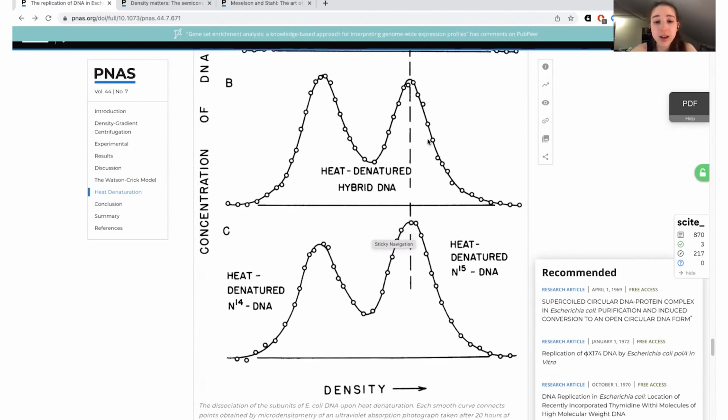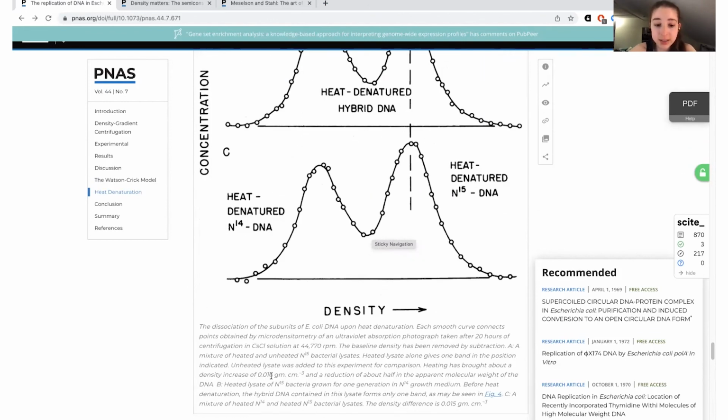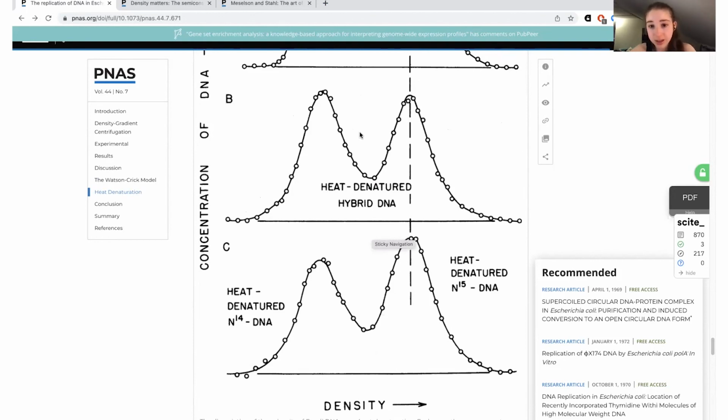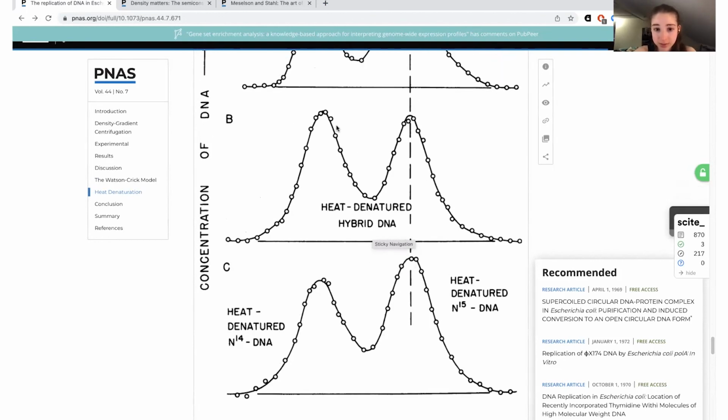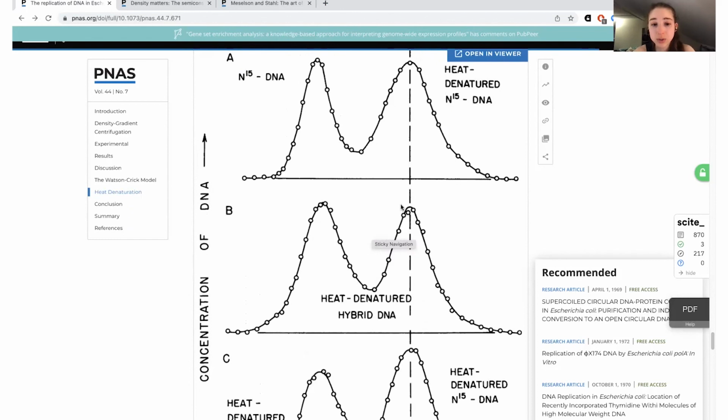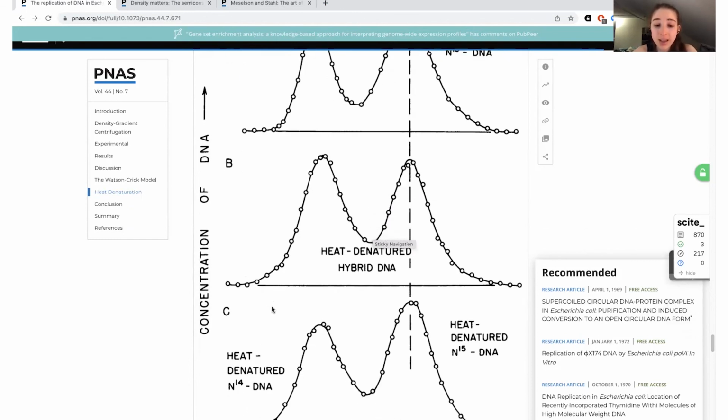Then they take a hybrid DNA. They take this heated lysate from bacteria grown for one generation in light media, so this is generation one. You would expect a mix of heavy and light strands. When they denature it, they get peaks corresponding to the locations they would expect for heat-denatured light and heat-denatured heavy. So this is showing that when they take this hybrid DNA and heat it up, the strands split apart to give you one strand of all heavy and one strand of all light.